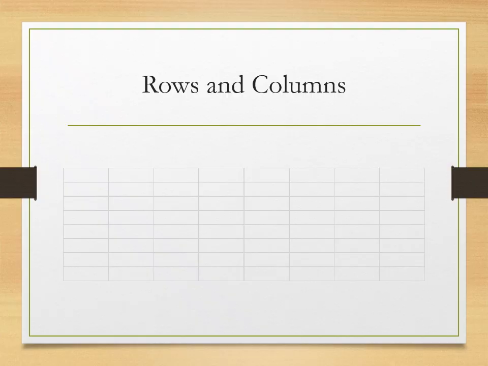On an Excel screen, this could be column A, and this could be column B, C, continuously. And as for rows, they are represented in numbers, so it will start from 1, 2, 3, 4 continuously.